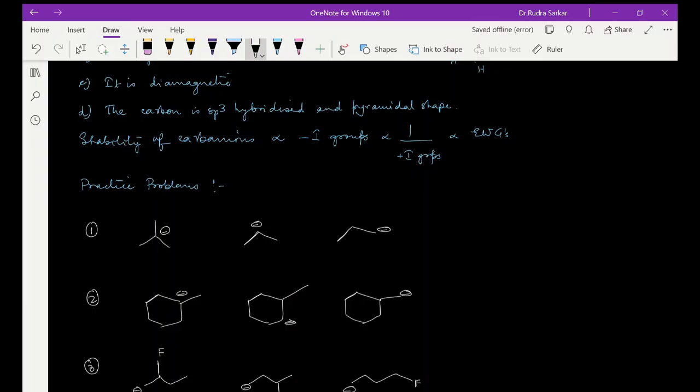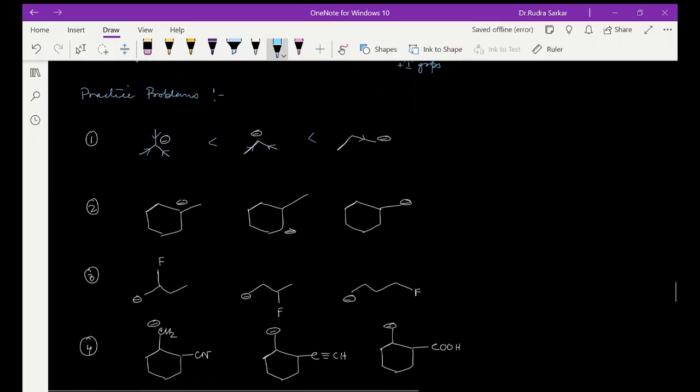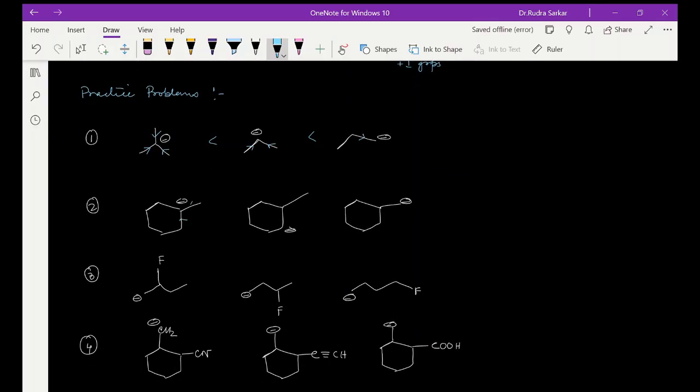So as we can see in the first problem itself, there are 3 plus I effects, here there are 2 plus I effects, and there is only 1 plus I effect. So obviously the most stable will be the third one, followed by the second, and followed by the fourth. Here there are 3 plus I effects, out here 2 plus I effects, only 1 plus I effect. So this is more stable, followed by the second and followed by the first one.